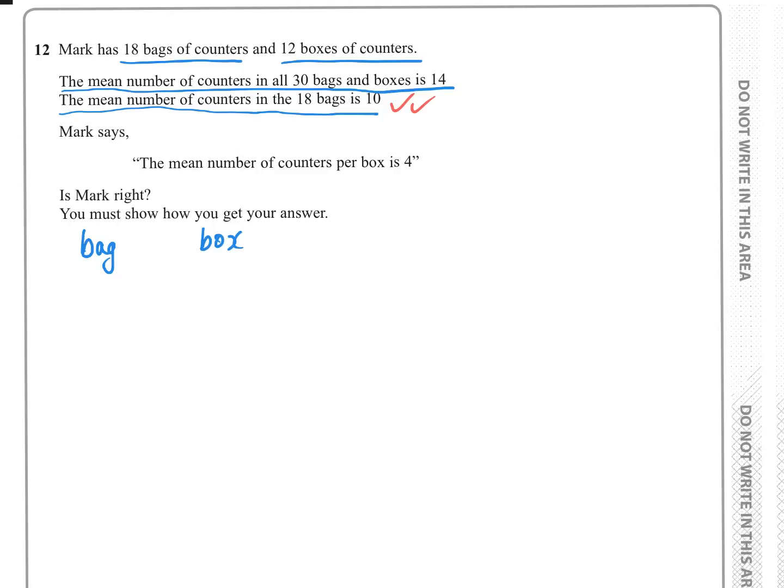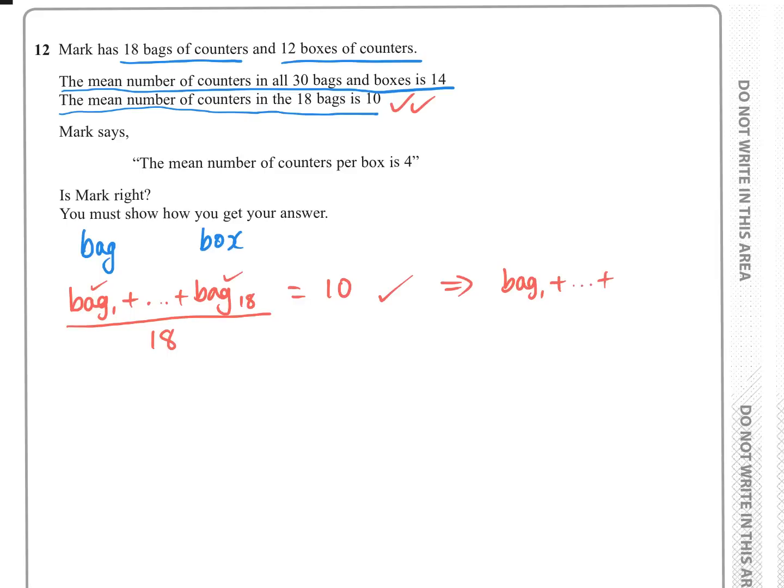If we look at the 18 bags, so bag 1 up to bag 18, that's the counters in those bags. If we divided that by 18, it says the mean is 10. So we have all the counters in each of the bags up to bag number 18, divide that by 18 to find the mean, and that's 10. Well, that would mean that the counters in bag 1 added up to and including bag 18 would have to be 18 times 10, which is 180.